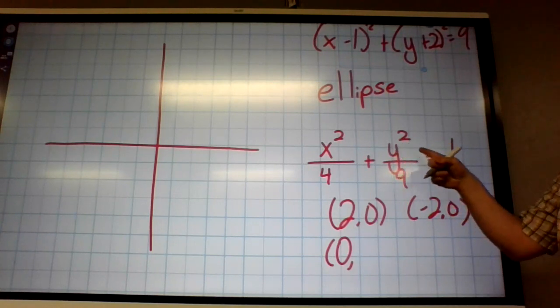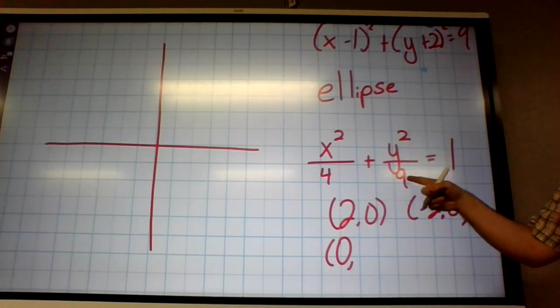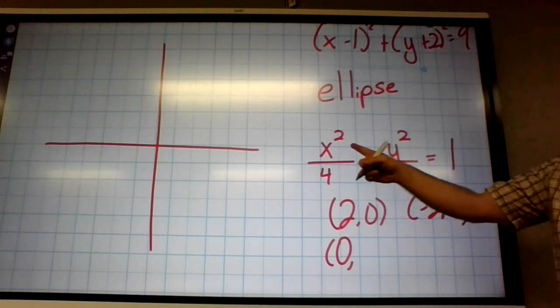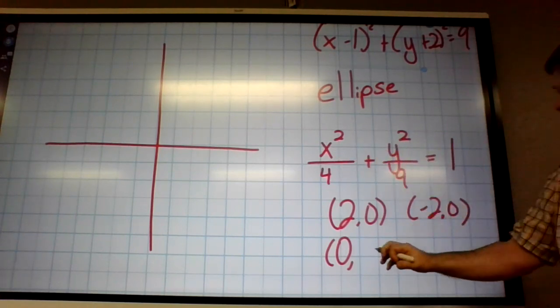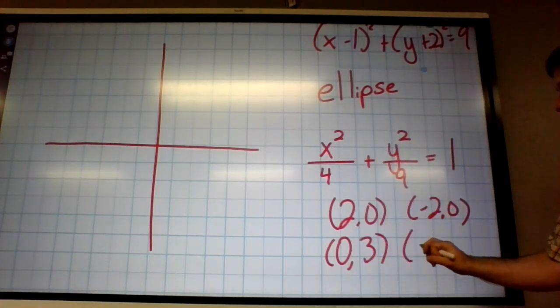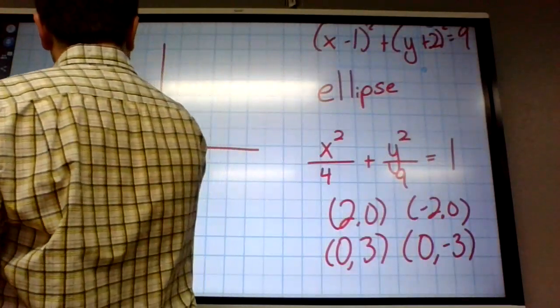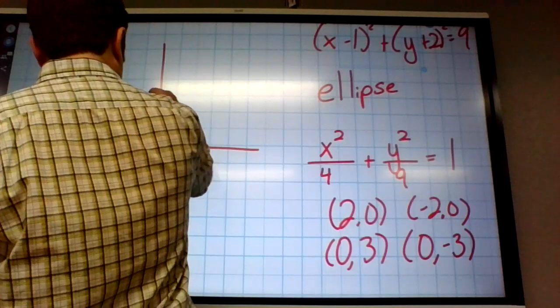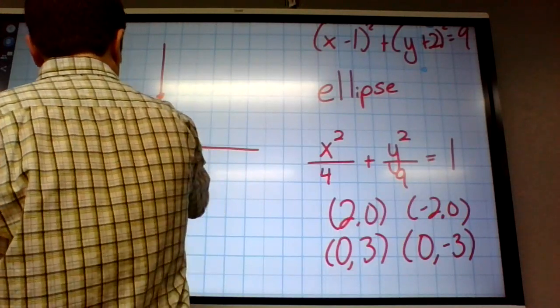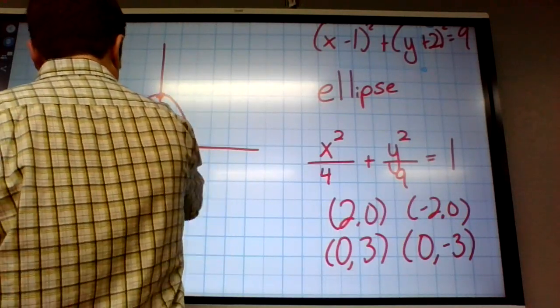0, 3. Because if this is 3 squared, this is 9. 9 over 9 is 1. If this is 0, 0 plus 1. So it could be 0, 3 or 0, -3. Okay, so on the graph, that looks like -2, 2, 3, -3. Looks like that.